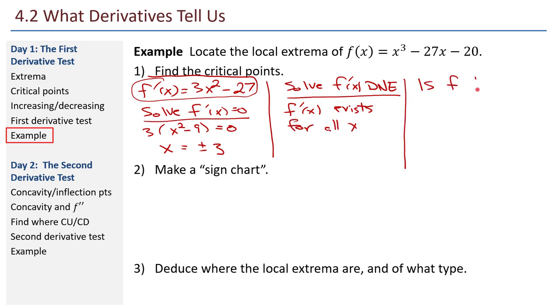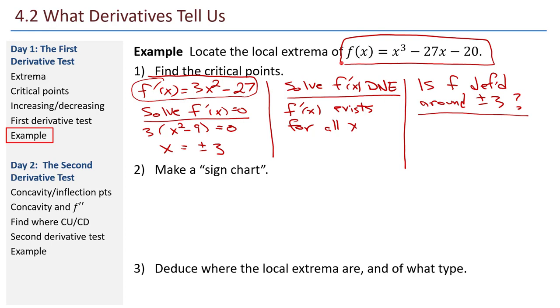Is f defined around plus or minus 3? And here I look at my original function. And my original function is a polynomial, so it is defined everywhere. Yes. So I found my critical points. My critical points are x equals plus or minus 3.